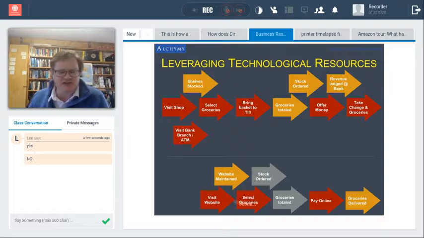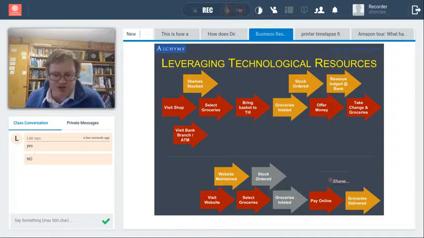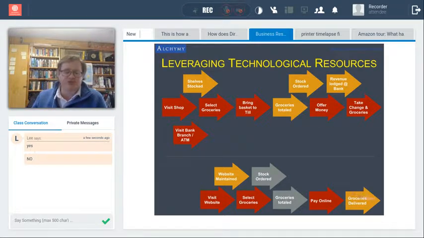With this process, the stock ordering is automatically being updated, like over here. I like the possibility up here because it's all being done electronically. There's no person at the till having to scan all the groceries because that's going to be done in the picking, the stock picking. And when I pay online, it goes straight through to the bank account, and then my groceries are delivered. So this is a much smoother process.